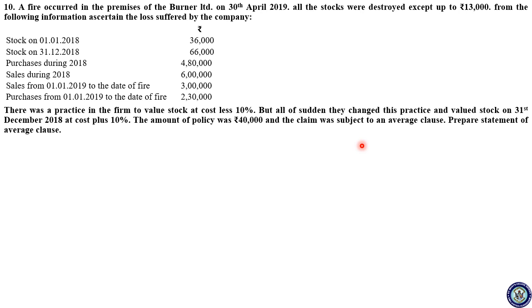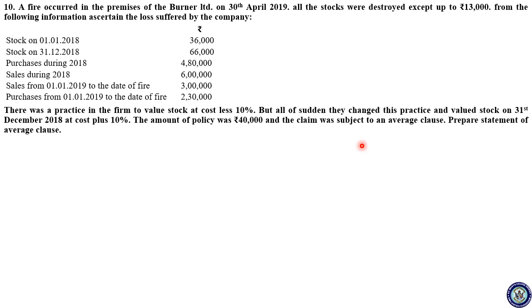Now if the rate of gross profit is given, then it is very easy. Then you have to directly start with the memorandum trading account. From illustration number 1 we solved some problems where the rate of gross profit is given. So we directly started with the memorandum trading account, and I assume that you are very clear with that.